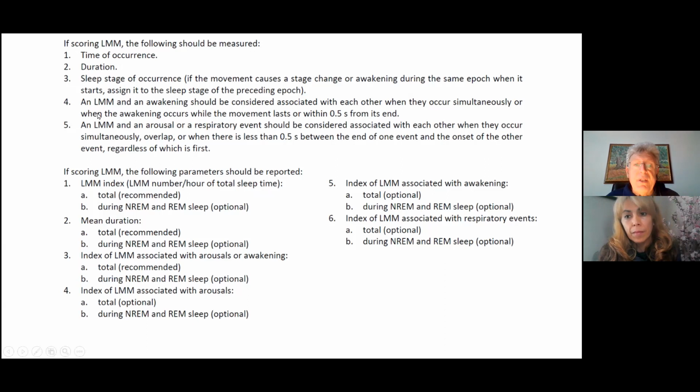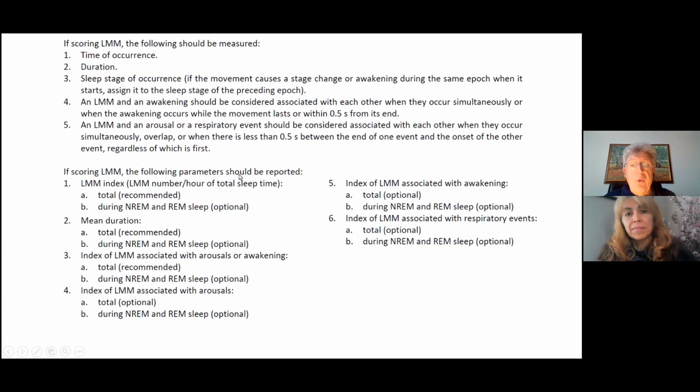When do we consider a leg LMM and an awakening associated with each other? It is when they occur simultaneously or when the awakening occurs while the movement lasts or within 0.5 seconds from its end. So they have to be very close to each other. The same applies to an arousal or a respiratory event.